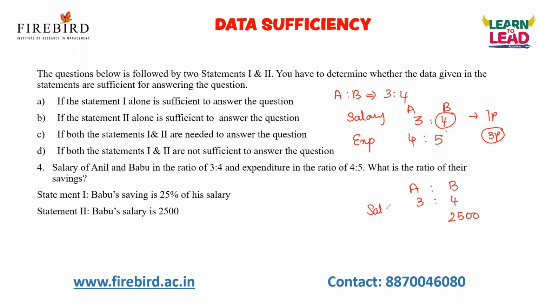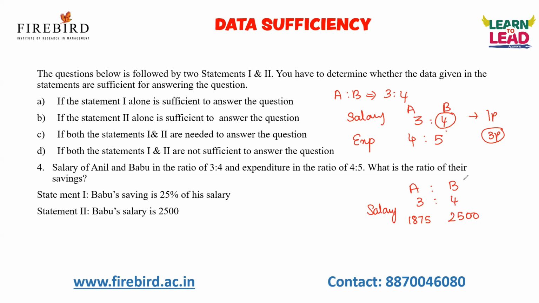When we discuss salary, these 4 parts are 2,500, so 1 part is 1/4 of 2,500, that is 625, and 3 parts will be 1,875. Now see here, what is Babu's salary? 2,500. Next, the question is, what is the ratio of their savings they are asking?